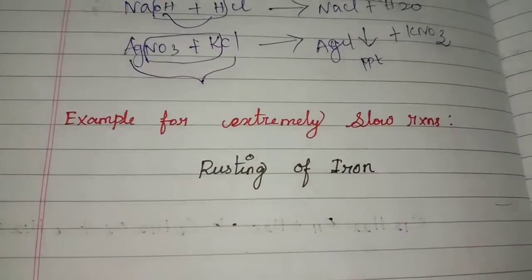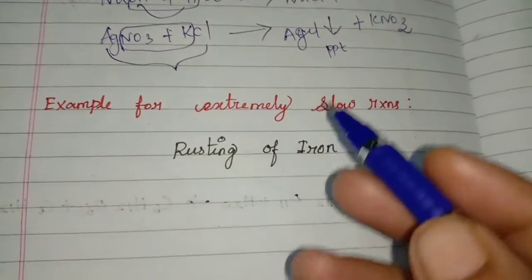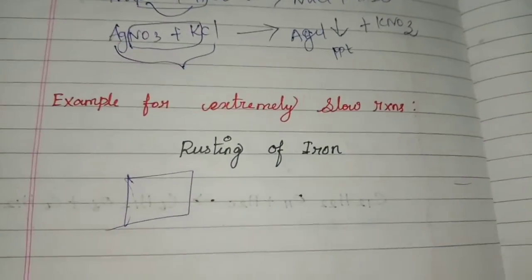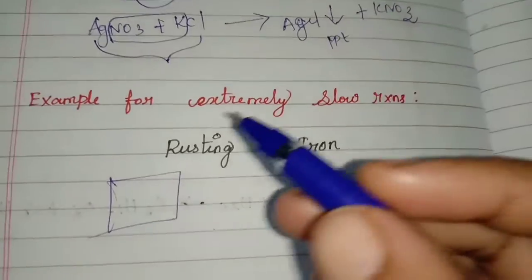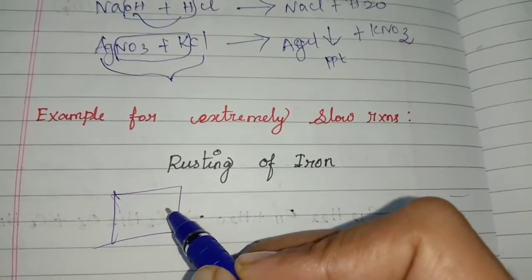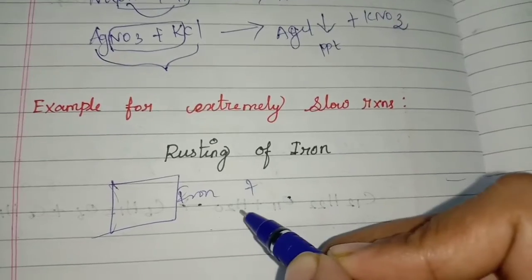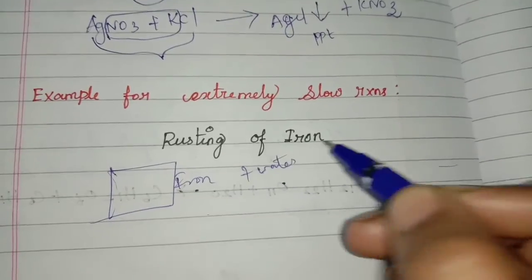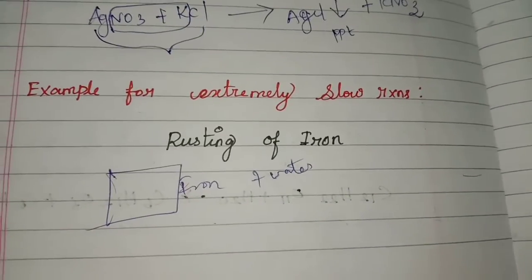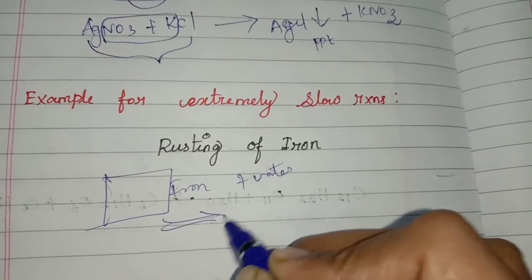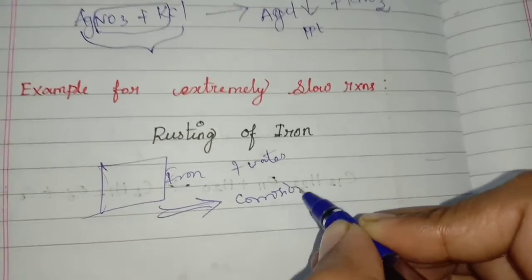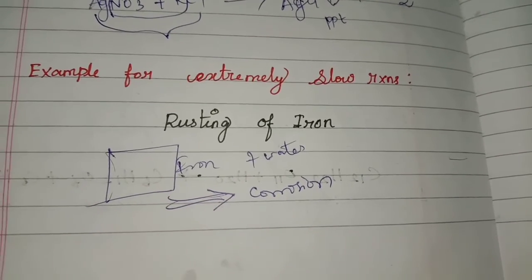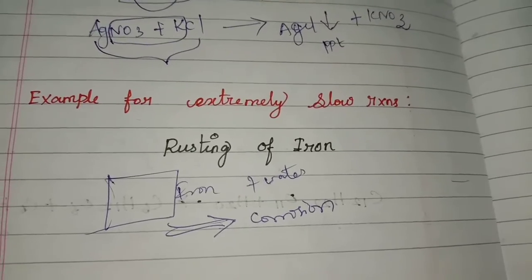For an extremely slow reaction, rusting of iron. Rusting of iron is a very slow reaction. For example, if we have an iron rod or iron plate, it will start to corrode after a month. The iron has to combine with the air and water molecules present in the air, then it will corrode. The corrosion will take place after a month or after a year. It will occur very slowly. So the rusting of iron is an example for an extremely slow reaction.